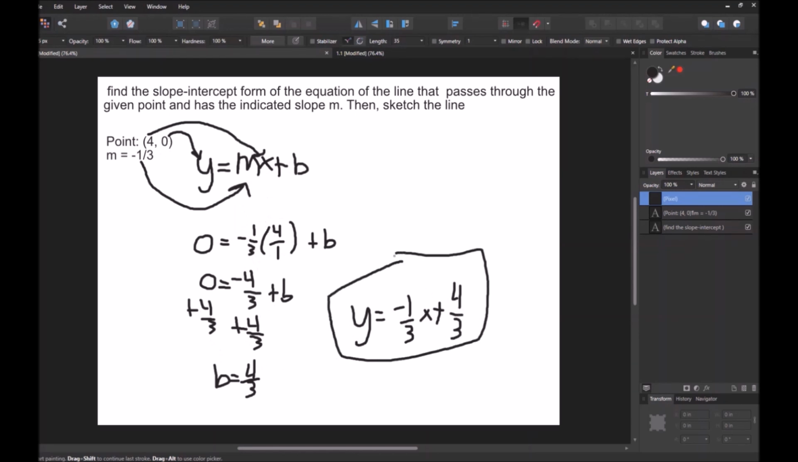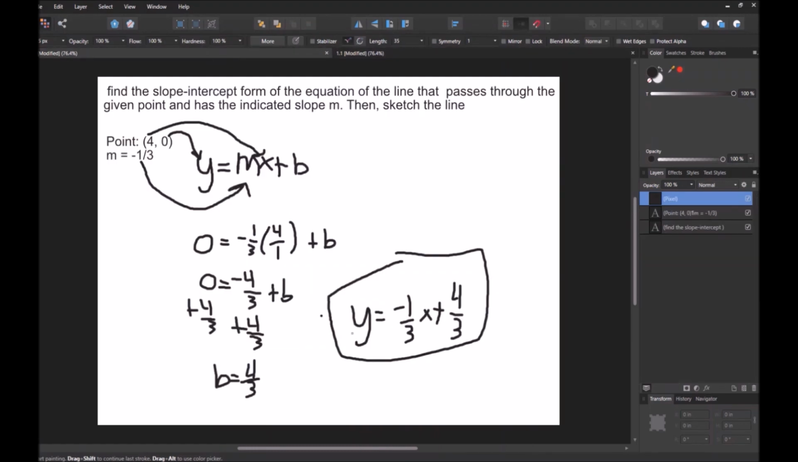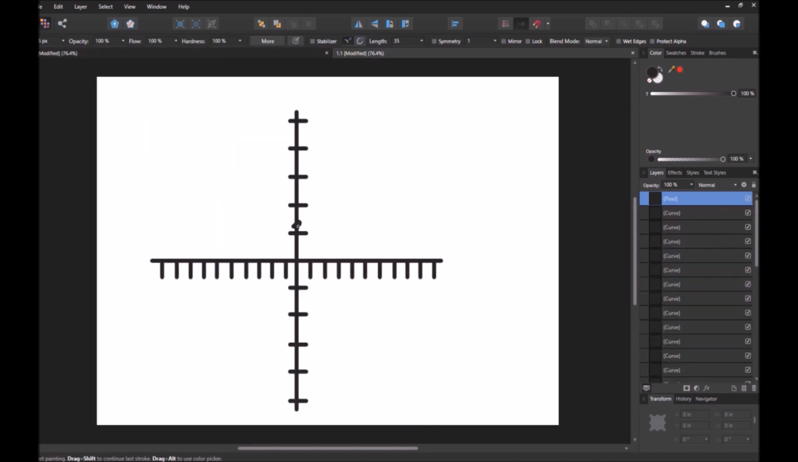And then when we go to graph this, our y-intercept is going to be at 0, 4/3, which is the same thing as 1 and 1/3, so right about here. And our slope is negative 1/3, so we're going to go down 1 and over 3. Down 1 and over 3. Down another one and over another 3. And then we can even go the opposite direction. We can go up 1 and to the left 3.